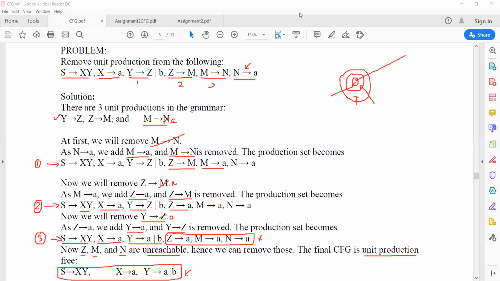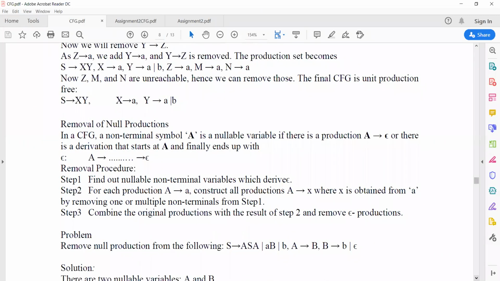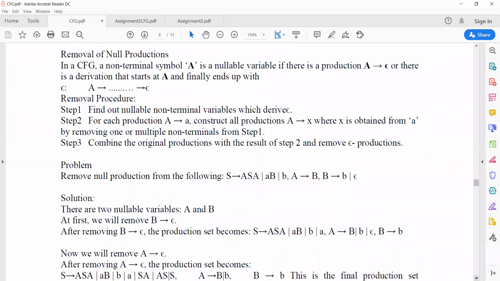This is the discussion with the example. Let us now go back to the production. This is the problem that we have discussed. Now see the next removal from the production rule. This is called null production elimination, that is, the removal of null production.